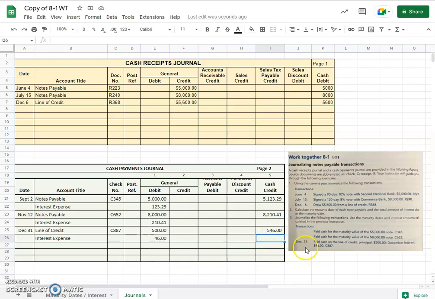And that would be it for Work Together 8-1. Of course, you'll get to do the on your own.